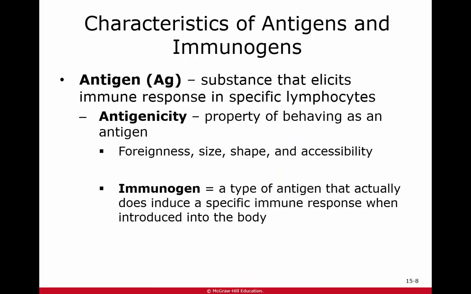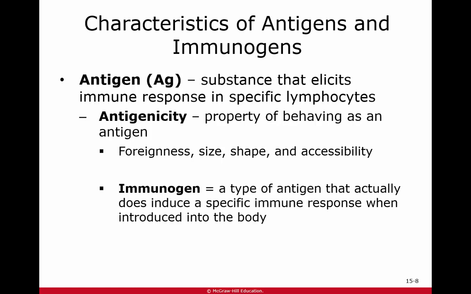So coming back to an antigen, we want to look at some specific characteristics about an antigen and go from there. Remember, an antigen is any substance that elicits an immune response. So it's any type of material, any type of molecule that you're going to respond to. Antigenicity is just a property of behaving as an antigen. So it's a property of causing a response.